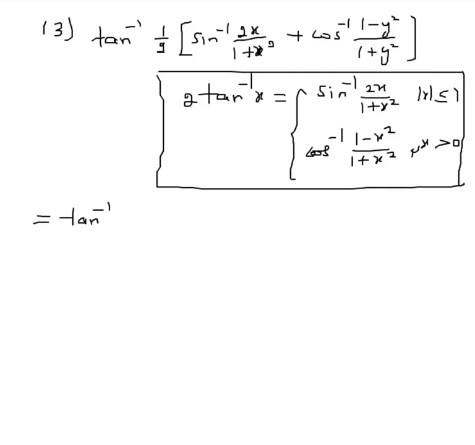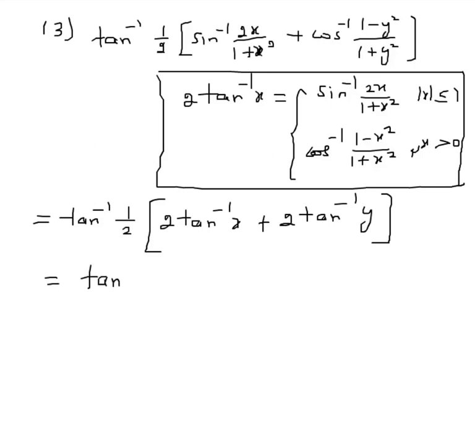Therefore, the given expression becomes half into, this will become 2 tan inverse of x. The condition is given. Absolute value of x is less than or equal to 1, less than 1 is given, so the condition is satisfied. Plus, this expression is in terms of y, so I should write 2 tan inverse of y. Y is greater than 0. Now 2 can be taken out and cancelled with the half which is outside.